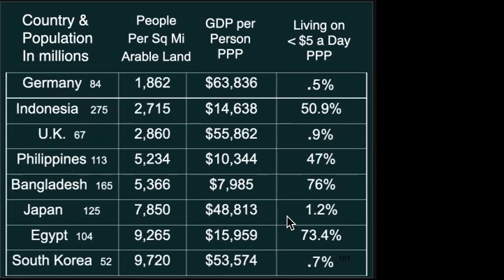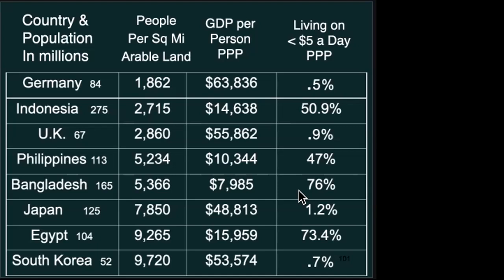Germany, 1,862 people per square mile of arable land. They produce $64,000 worth of goods or services per person per year, and 0.5% of their population lives on less than $5 a day. Whereas Indonesia, with 2,700 people per square mile, produces $15,000 a year per person, and 51%, over half of their population, is living on less than $5 a day.